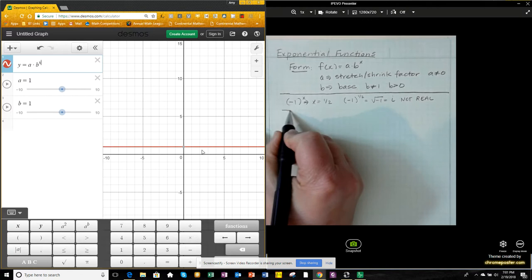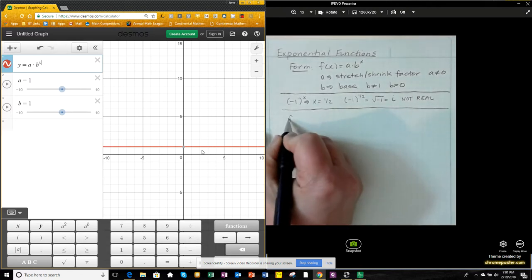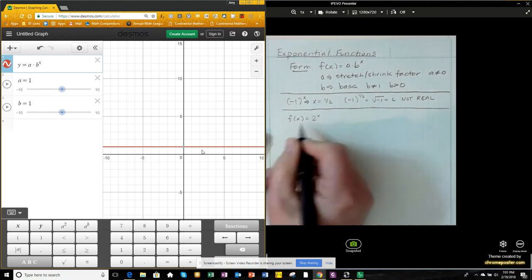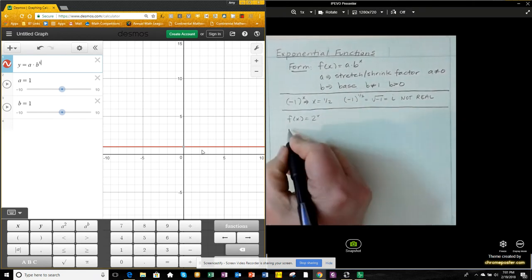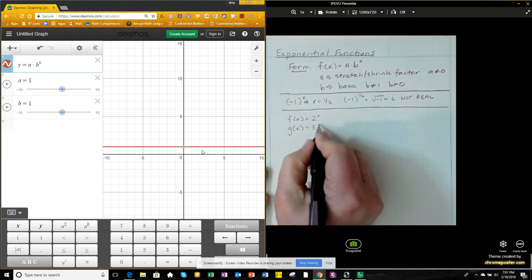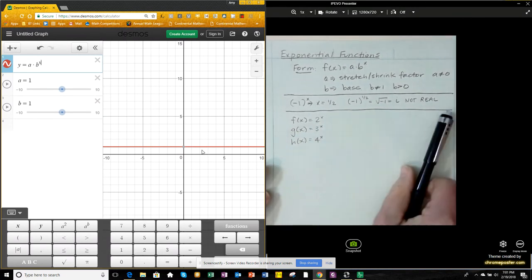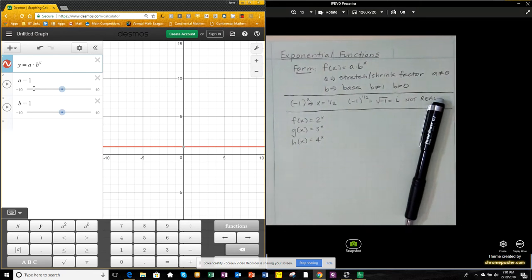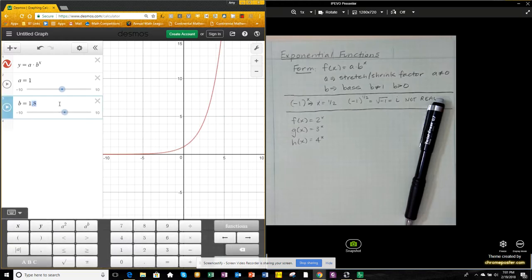All right, so let's graph some examples of exponential functions. And I'm going to graph f of x equals 2 to the x, g of x is equal to 3 to the x, h of x is equal to 4 to the x. All right, so let's do that. And I'm going to let a equal 1 for all of the situation. And we're going to let b equal 2 to the x. So I'm going to make this equal to 2.